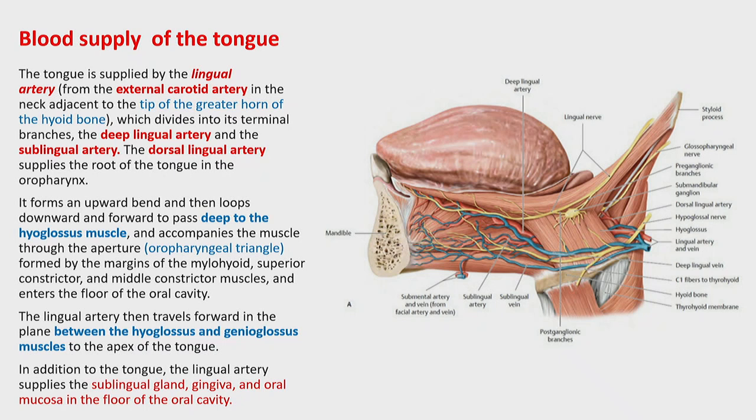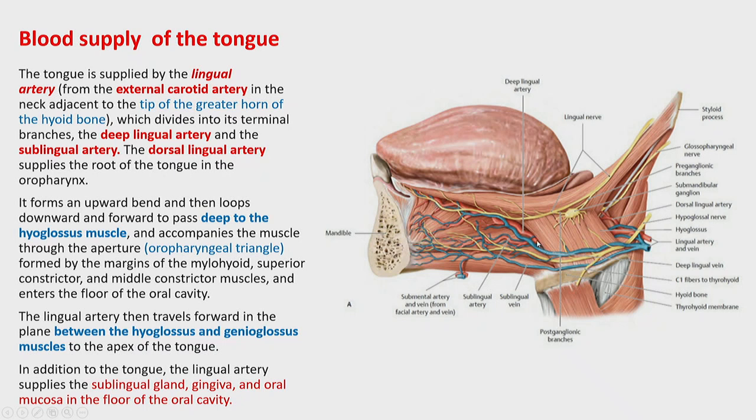If you go to the details of the pathway of this artery, it's interesting that the lingual artery, which we said is at the level of the greater horn of the hyoid bone, is going deep to the hyoglossus muscle, as you see. In this case, the lingual artery is passing through the oropharyngeal triangle, the gap between the superior constrictor, middle constrictor, and the mylohyoid muscle. So it's going deep to that, and then it continues toward the apex of the tongue.